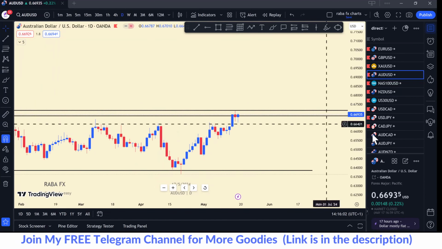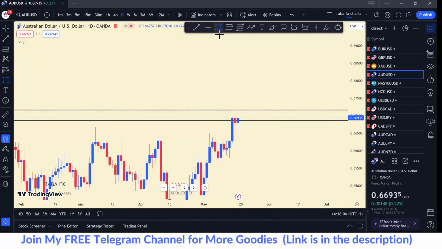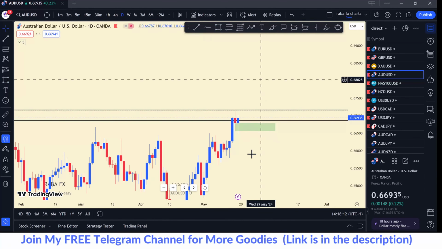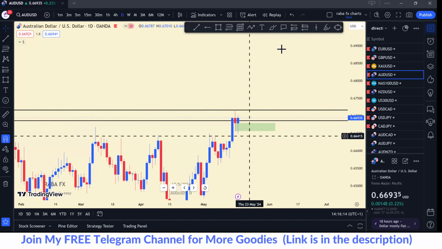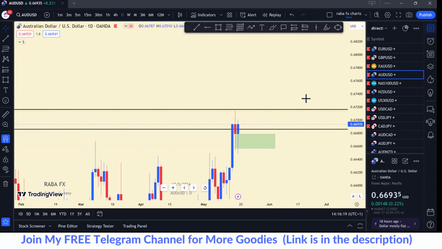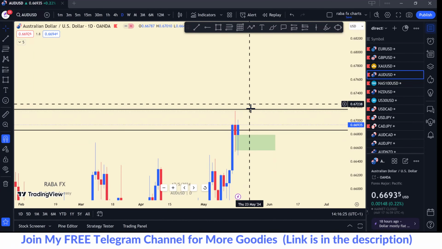So on the daily now, I'll be positioning myself for a buy around this region here, the reversal opening price. If price can come down in here, okay, I will look for a bullish trade. Now, for me, I'll still be taking this as an intraday trade.